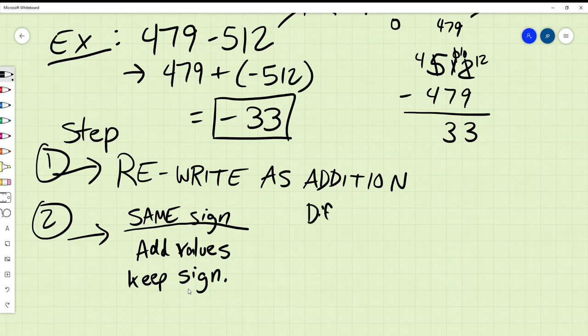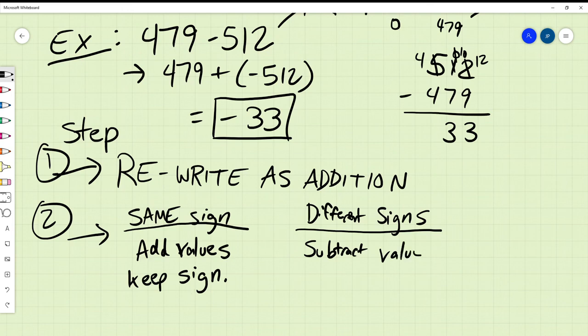So if they're different signs, meaning there's one positive and one negative, we're actually going to subtract the values, or find out what's the difference between those two numbers. And then we're going to use the sign of whichever value was larger. Use the sign of the larger value.